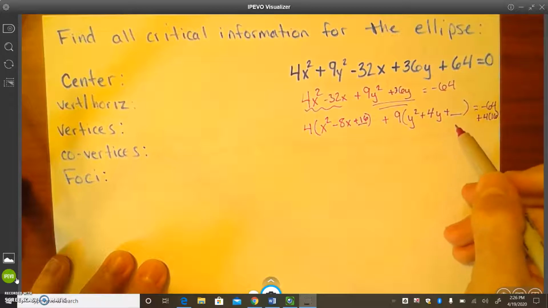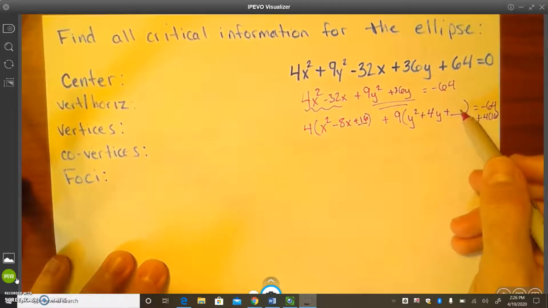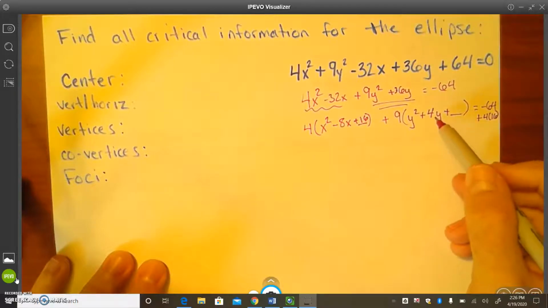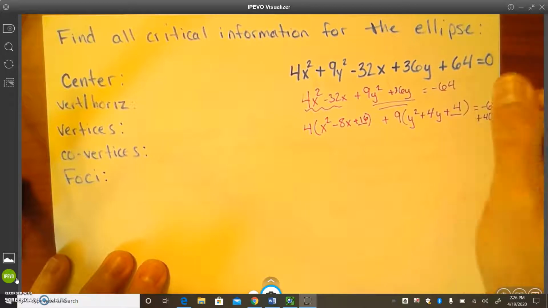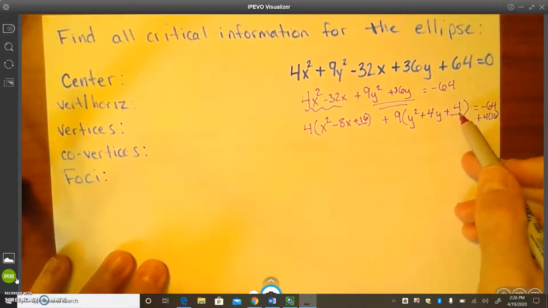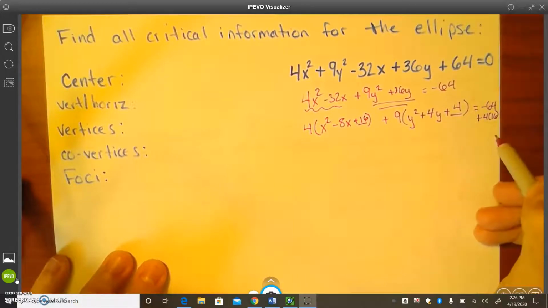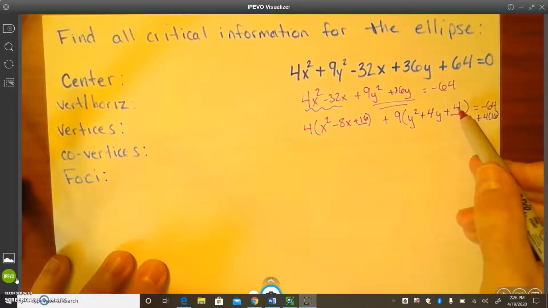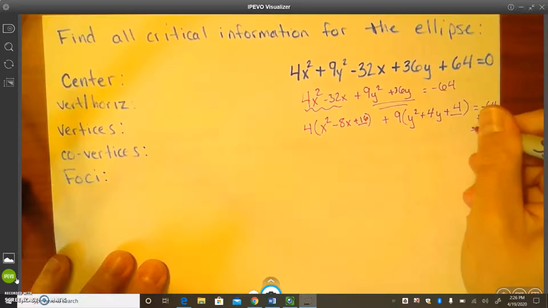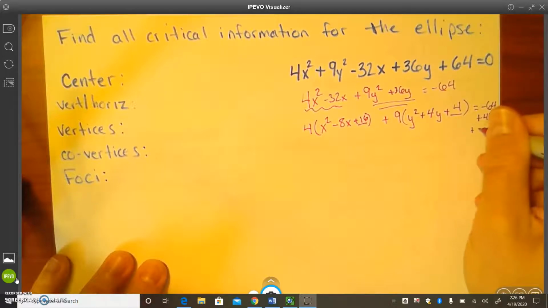Let's see that again, but with the y's now. Again, I need this third term here. I'm going to take half the middle term squared. Half of 4 is 2. 2 squared is 4. And again, I need to balance my equation. So when I add to the other side, I'm not adding just 4, I'm going to add 9 times 4, because that 9 is being multiplied by the 4 we created.